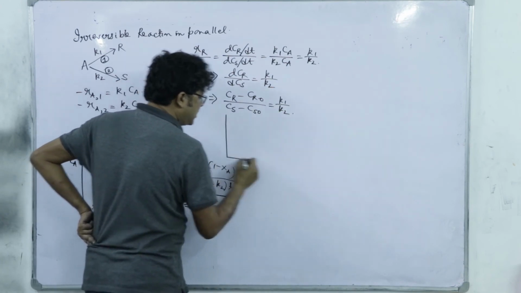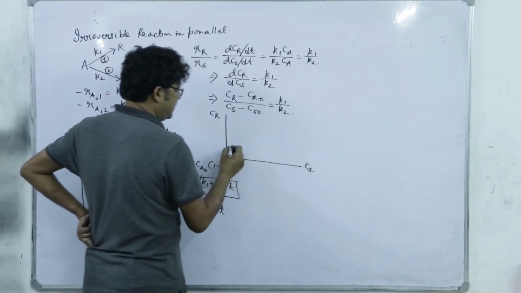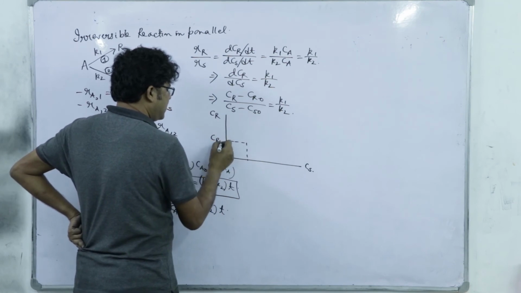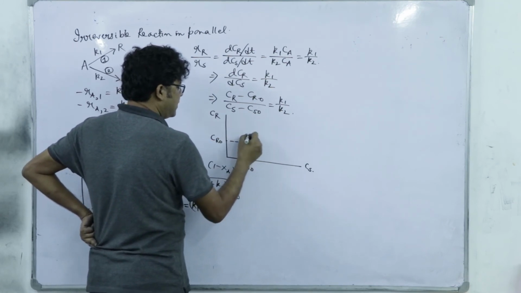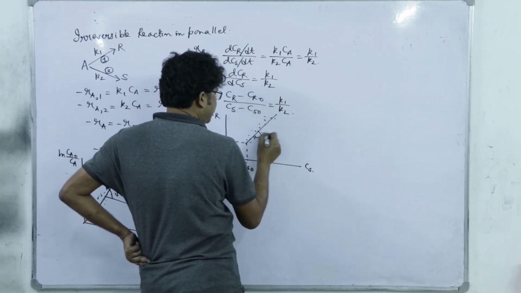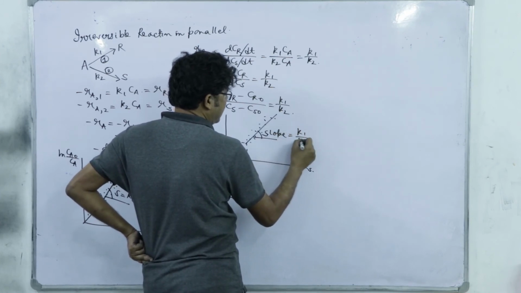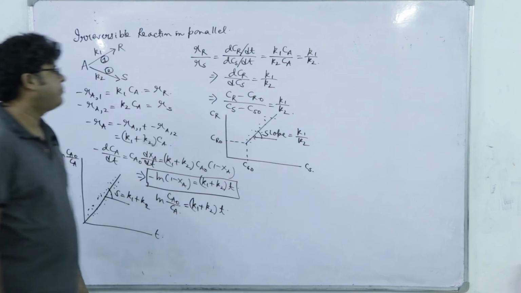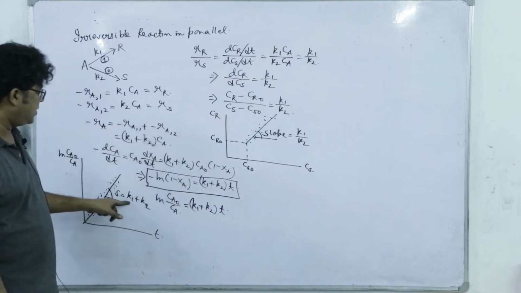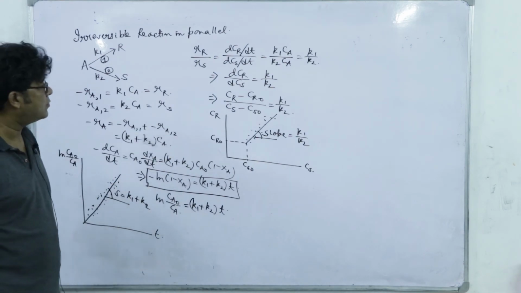So if I plot concentration of R against concentration of S here, I am supposed to get a scattered plot like from here. So from the slope we can solve for K1 by K2, right. So here we are getting K1 by K2, here it is K1 plus K2. So from these two curves we can solve for K1 and K2 separately.